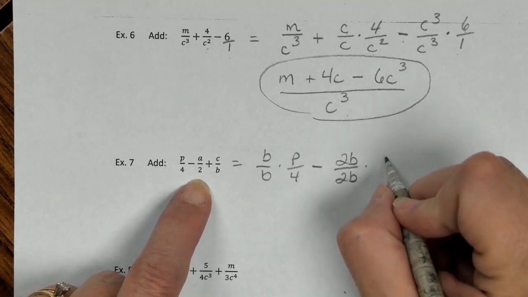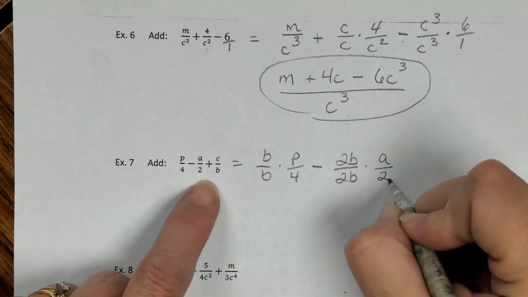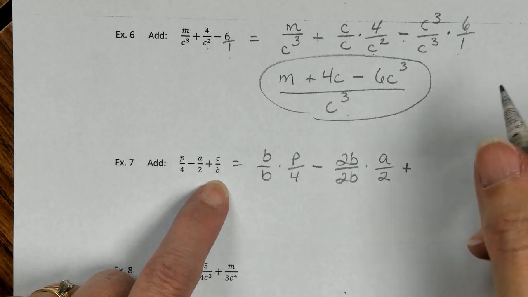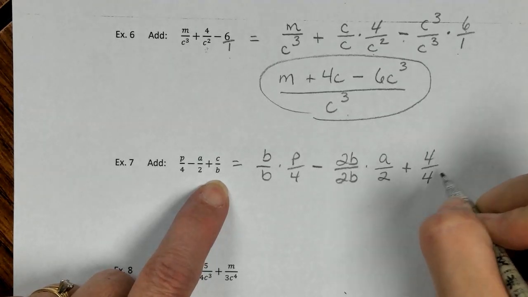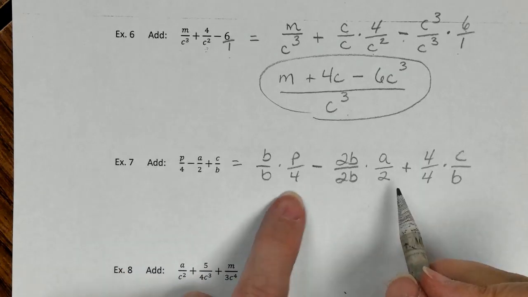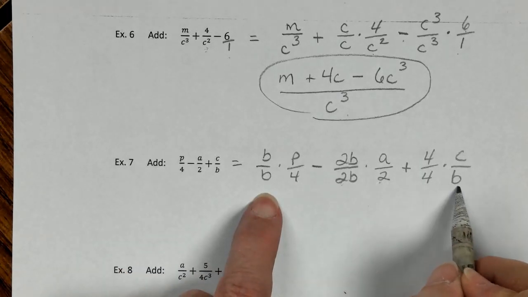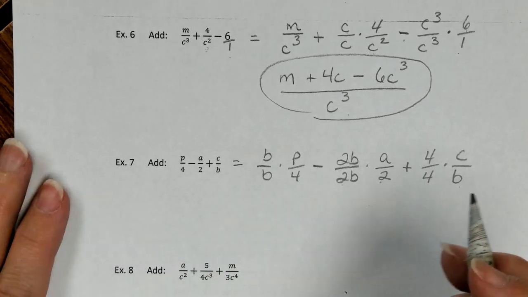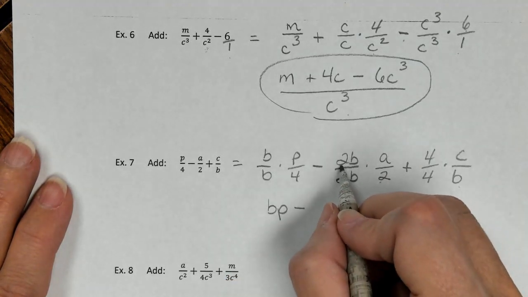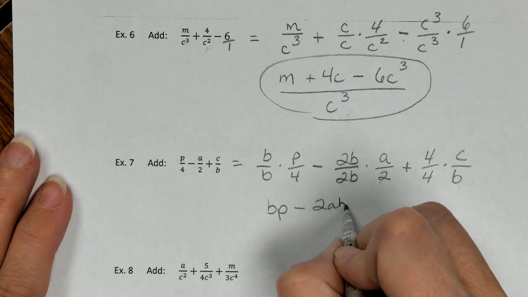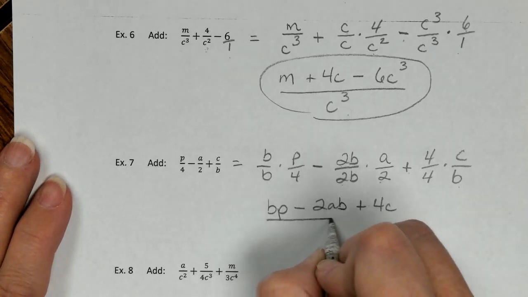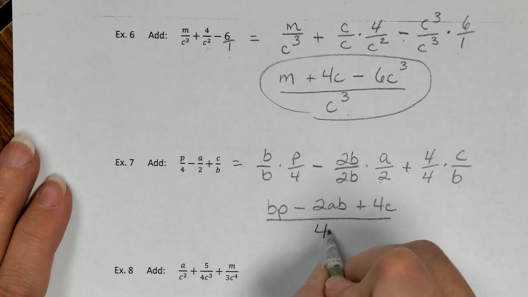Okay, and that's multiplied by a over 2 plus, this has a b, it needs the 4. So 4 over 4 times c over b. Double check these. There's 4b, there's 4b, and there's 4b. So we have our common denominator, bp minus 2ab plus 4c all over the common denominator of 4b.